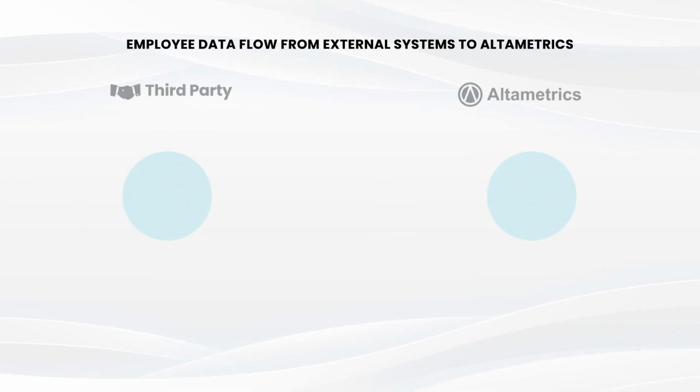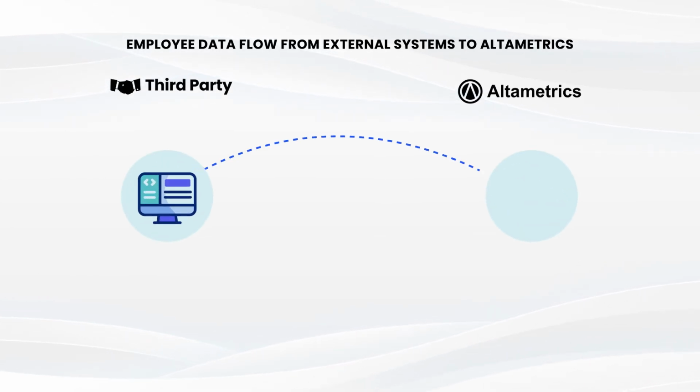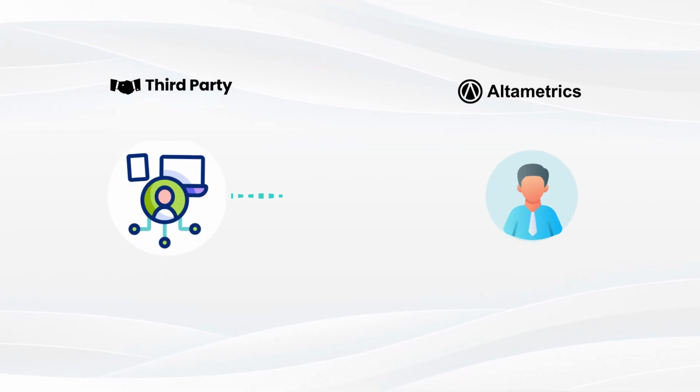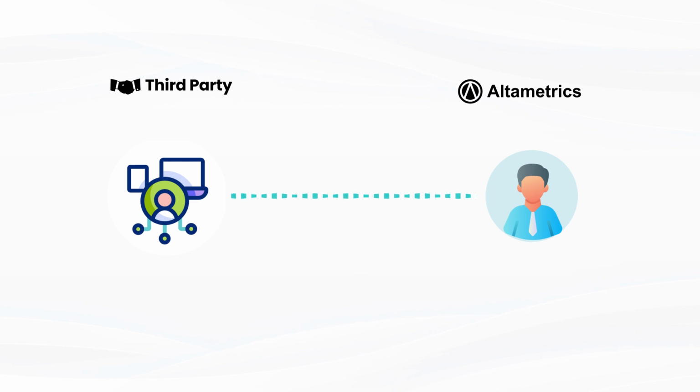With this integration, you can create new employees in Altimetrics directly from the details received from any external employee onboarding system. Not only that, but this integration also ensures that all employee updates and terminations, such as marital status, pay rate, job codes, and more, are synchronized from the external onboarding system.